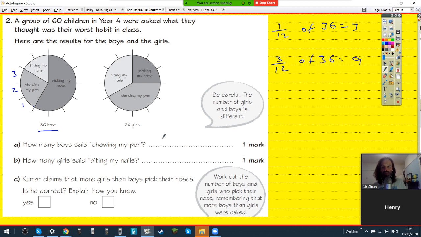9 kids. Well done. 6 kids are biting my nails. Okay, wait. How many girls said biting my nails? 3, 6, 9, 12. 12 girls said that. Hold on. There weren't a total of 36 girls. How many were there? 24.